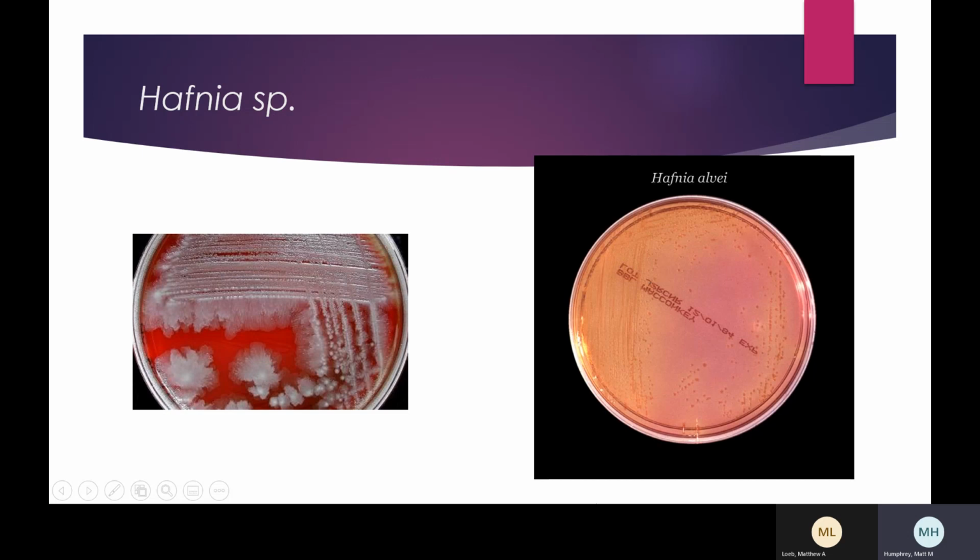And then on MacConkey agar, it's a non-lactose fermenter. Also, these ones smell pretty great. Kind of smells like garbage. Worse than bile? I would say bile has a sharp smell to it. This one just kind of smells like garbage.